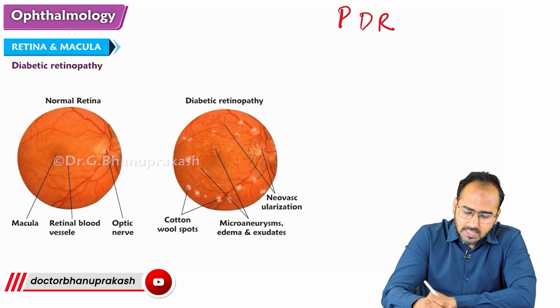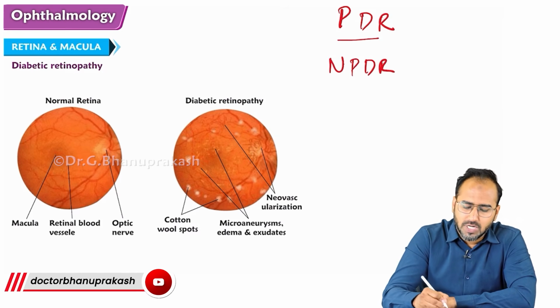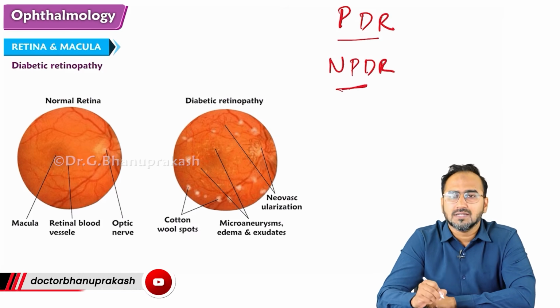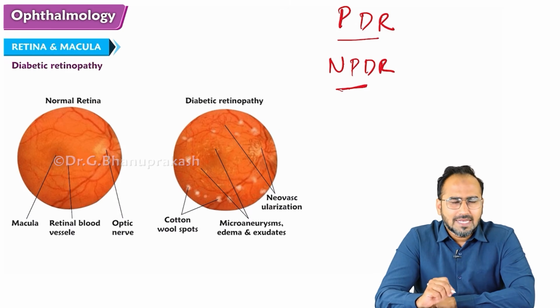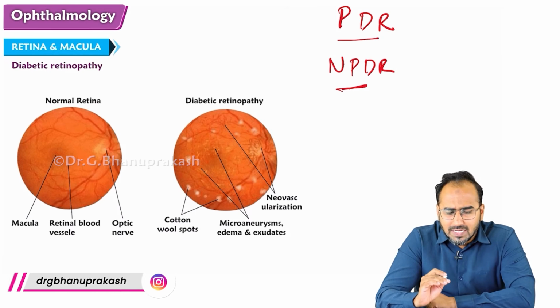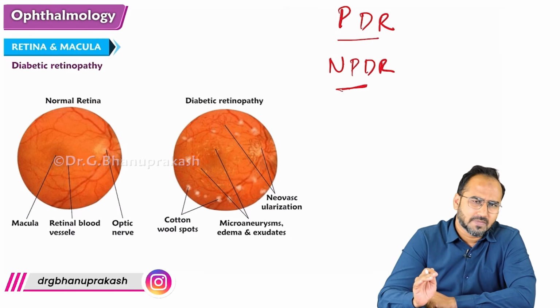One is PDR. Other is NPDR. PDR is proliferative diabetic retinopathy. NPDR is non-proliferative diabetic retinopathy. Okay? Now if you go with the name, you can easily come to know what is proliferative and what is non-proliferative, right?